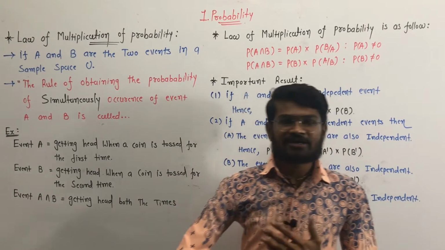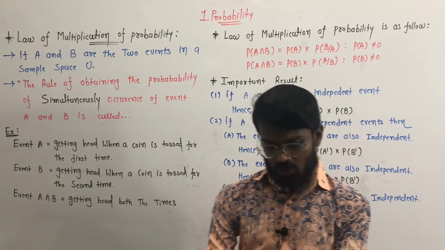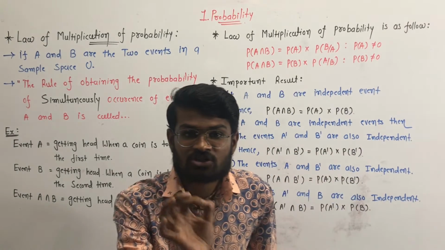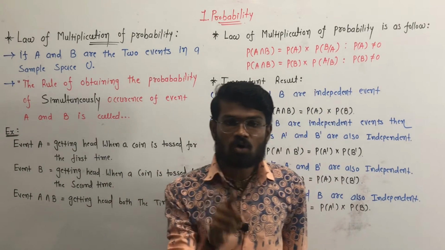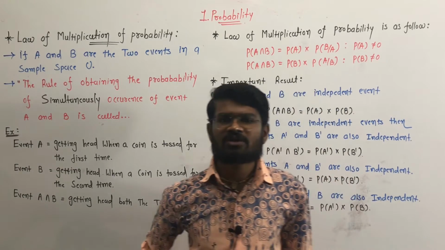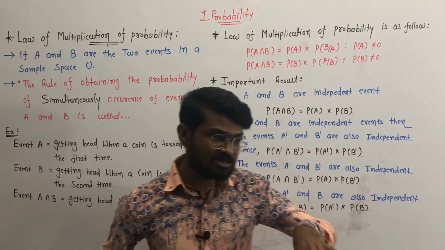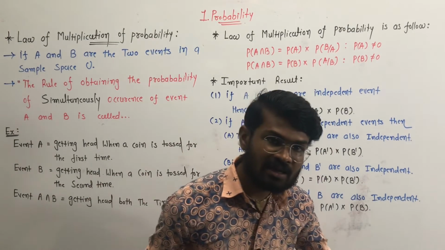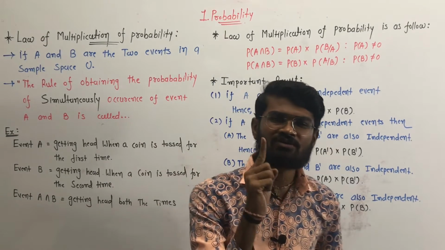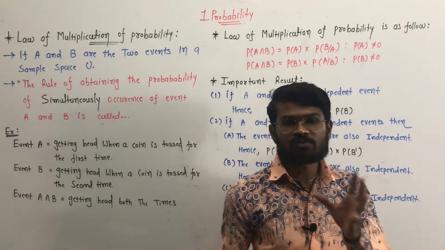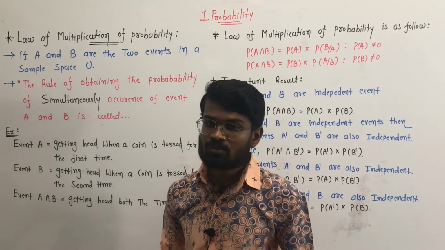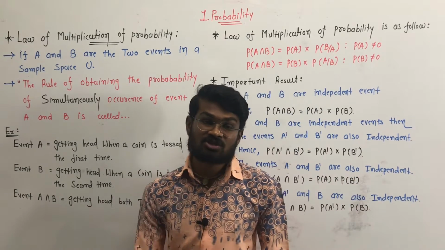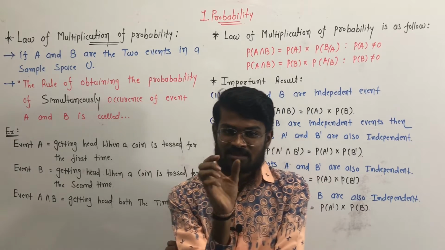In the previous lecture we already discussed the law of addition of probability. What is the law of addition of probability? In the law of addition of probability, at least one event will happen. At least one event means only event A will happen, or only event B will happen, or events A and B both will happen. The law of addition of probability is denoted by A union B, the union of events A and B.